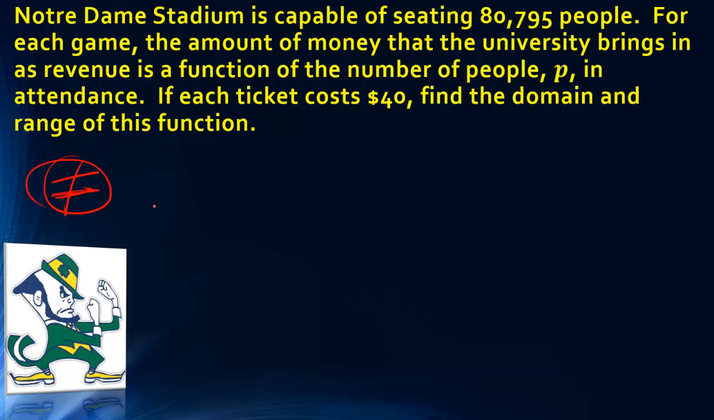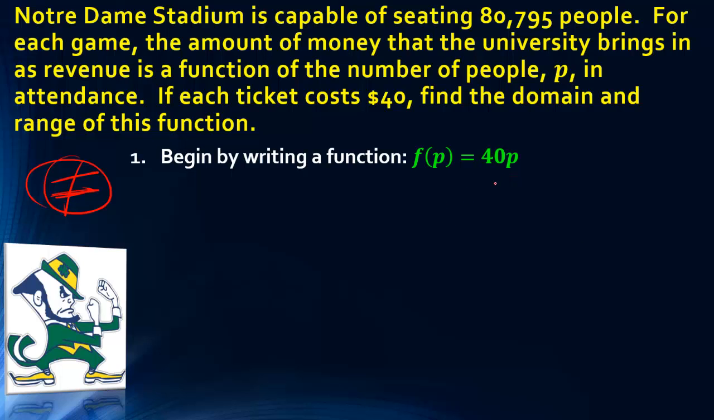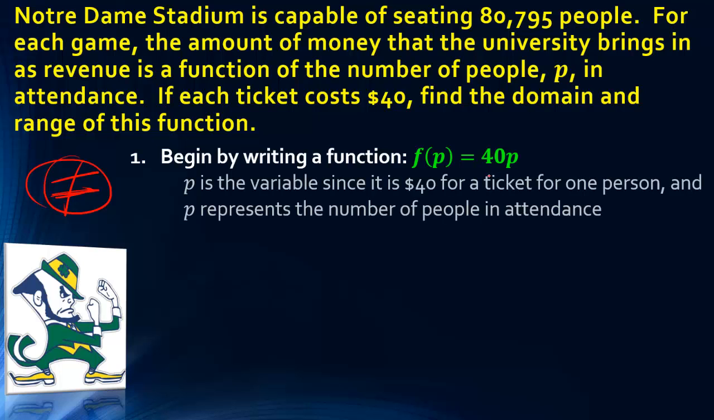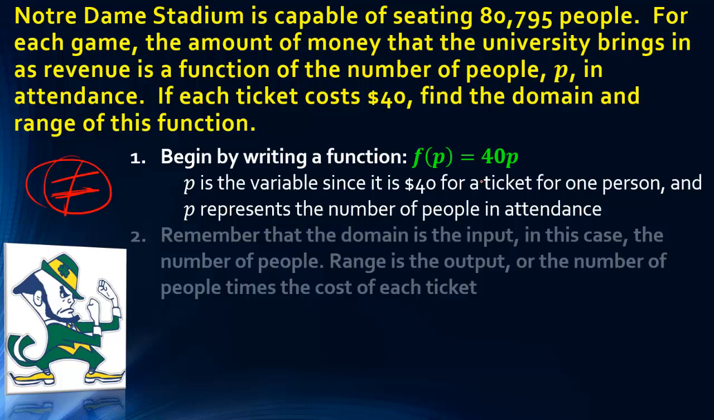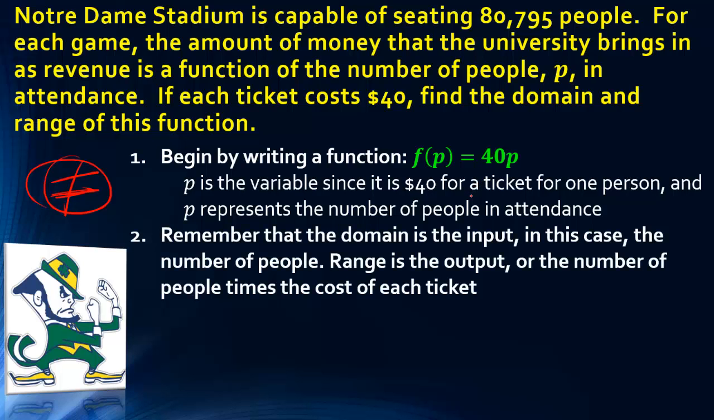So anyway, in this case, first step, begin by writing the function. This is an easy one. There's no constant, there's no base value, there's none of that. There's only the $40 per person, and we said that P is the number of people. Each ticket costs 40, so we're just going to say 40 times P. Okay? Next, remember that the domain is the input, and in this case, the number of people. Range is the output, or the number of people times the cost of each ticket.